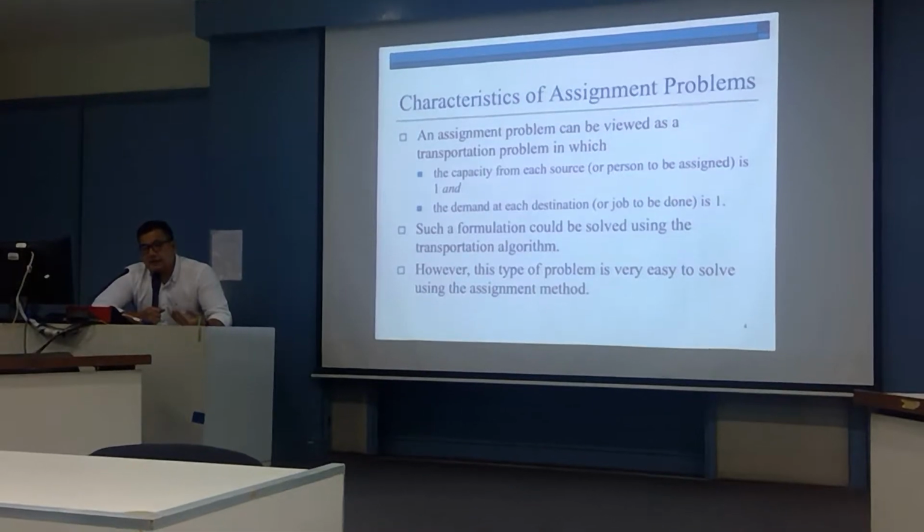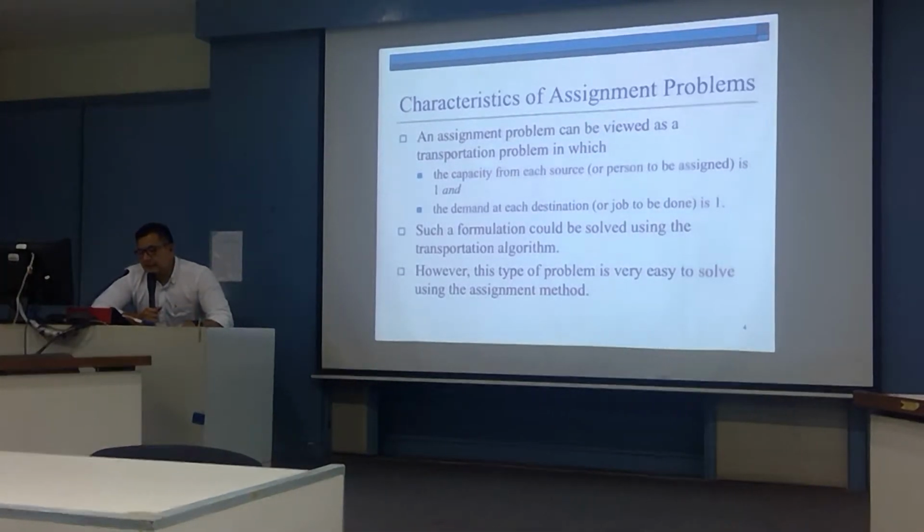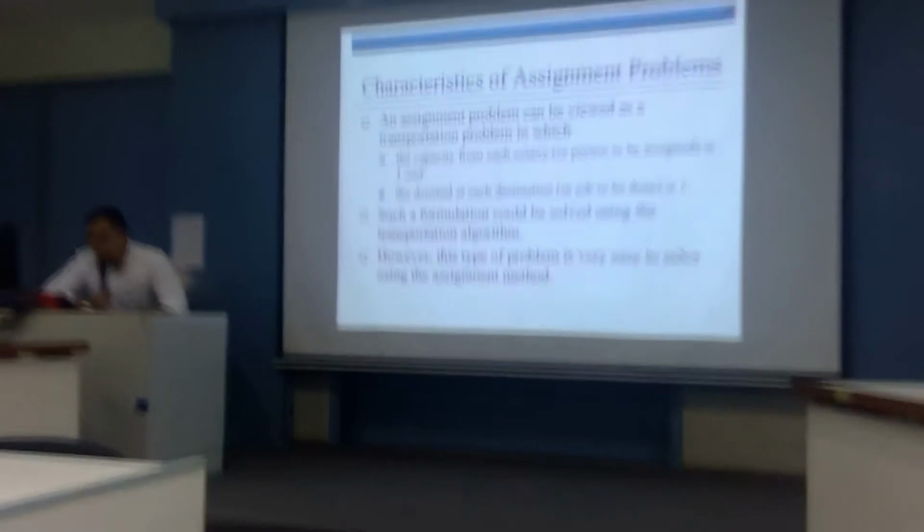One side for each source. It's just one because we have one person to assign for each of the sources. And for the destination or the demand side, we have just only one as well, because each job requires just only one person to do. Right? So that would be the assignment that we can build as the transportation problem.